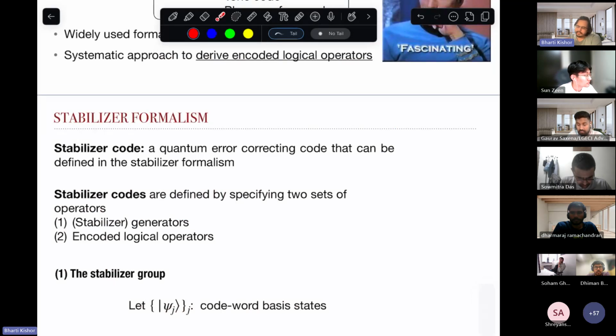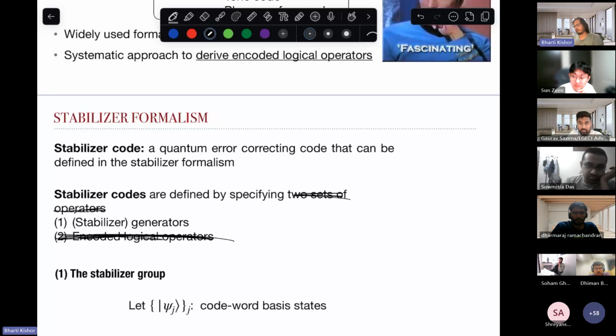So a stabilizer code is basically a quantum error correcting code. It's a kind of tautological definition. There is a better definition that you can find in the book by Daniel Gottesman. It's a code that can be defined in the stabilizer formalism. These stabilizer codes are defined by specifying stabilizer generators. You don't need the encoded logical operators.